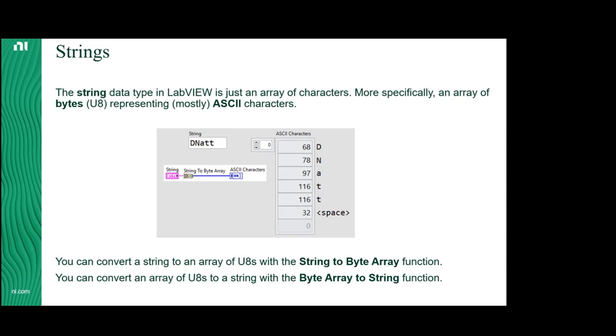You can see here on this LabVIEW program that I have on the slide, I've got a string. It says DNAT. I've got a function on the block diagram I can use to turn that string into an array of bytes or an array of characters. And just to be sneaky, I threw a space in there after DNAT. So if you turn that string into ASCII characters, you'll see the characters and then a space afterwards.